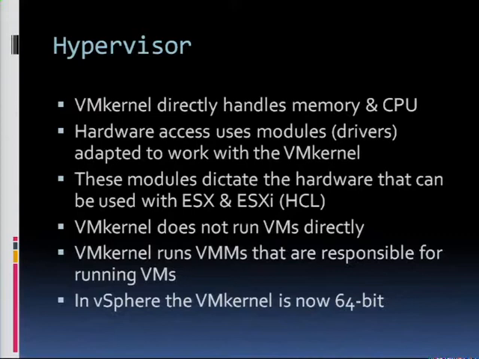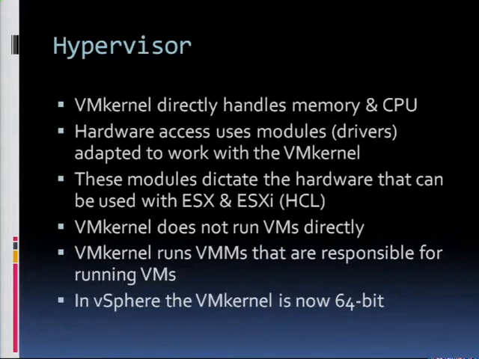The VM kernel directly handles memory and CPU access to all the other devices in a host, like the I/O controllers, and uses modules or drivers that are specifically adapted to work with the VM kernel. Those modules basically dictate the hardware that can be used with ESX and ESXi, and that's what actually makes up the hardware compatibility guide that VMware publishes for what hardware can be used with ESX and ESXi. Those drivers are basically just special drivers, kind of like a Windows driver that install inside the VM kernel, and they're tested and developed for the hardware that it's going to be run on to make sure that they're safe and won't crash the hypervisor.